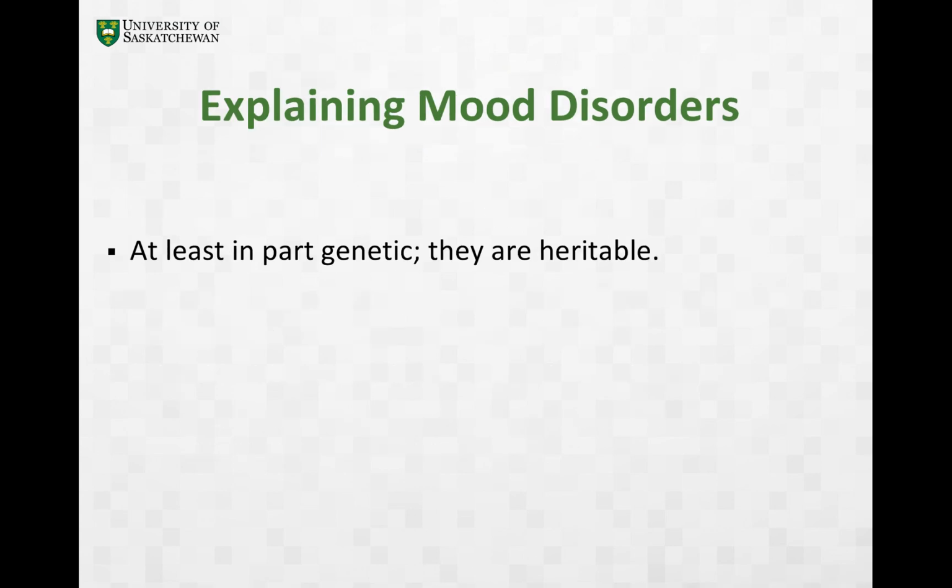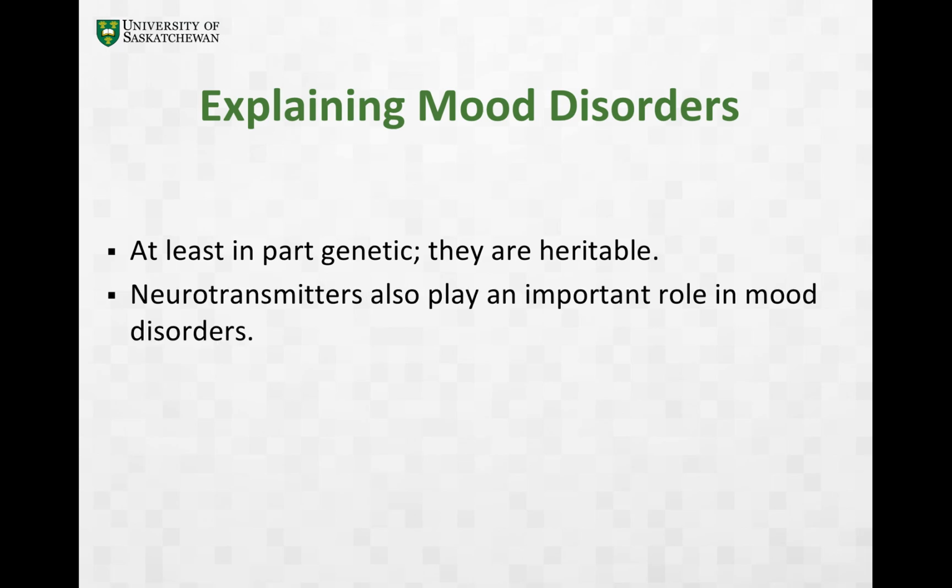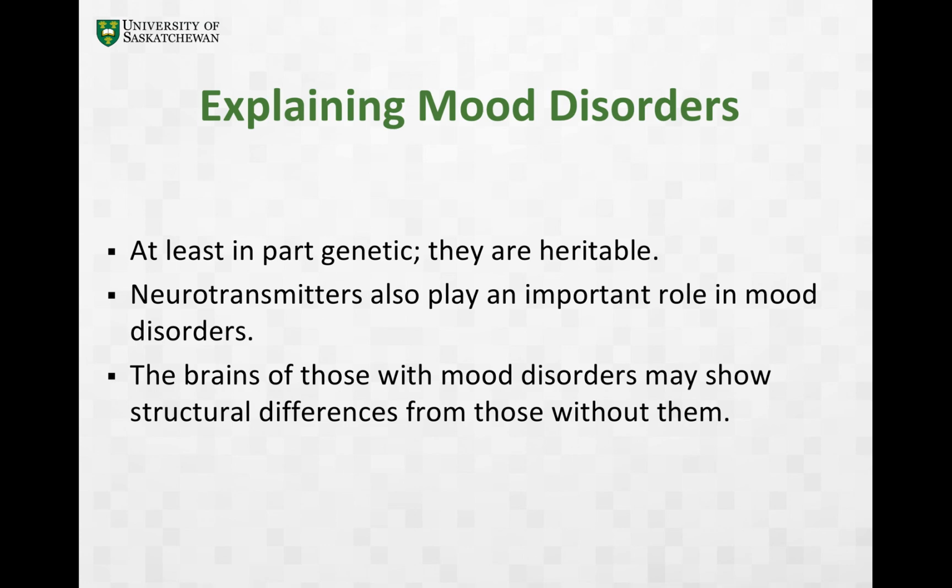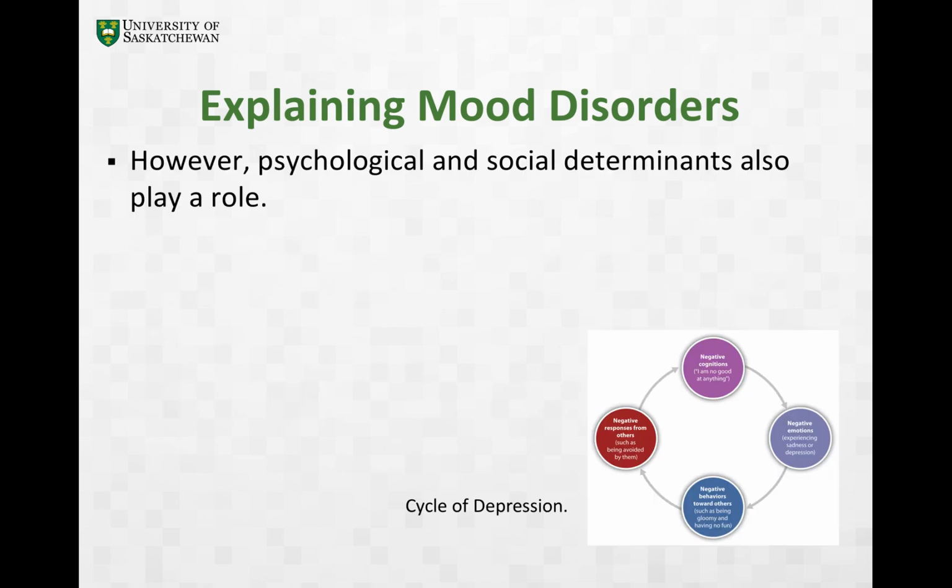Now, how do we explain mood disorders? Well, we know that at least in part they are genetic. We know that there's a heritable component to most of them. We know that neurotransmitters play an important role in mood disorders. And we do know that the brains of those with mood disorders may show some structural differences from those without them. Again, it's not always super conclusive, but it looks like there might be some differences.